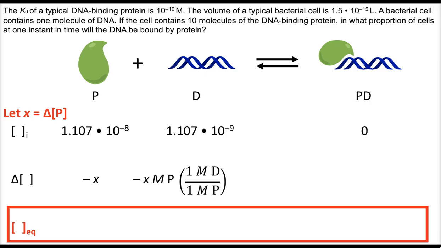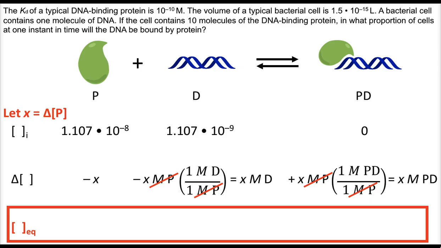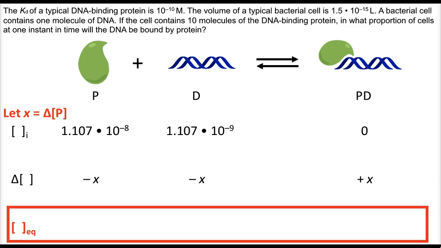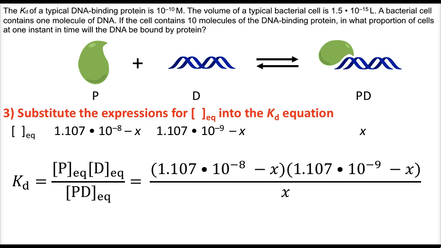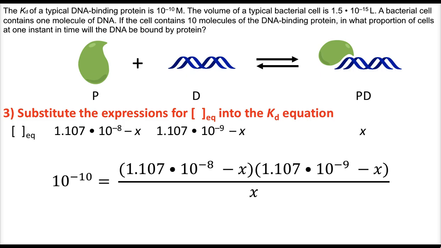Another way to see this is that I can multiply x by the mole-to-mole ratio of DNA to protein, which is 1 over 1, and my units cancel out, leaving me with x. I can do the same thing for the change in PD concentration, and this is what I get. I can then express my equilibrium concentrations as such. The next step is to substitute these equilibrium expressions into the Kd equation as such. The problem specifies the value of Kd, which is 10 to the negative 10.